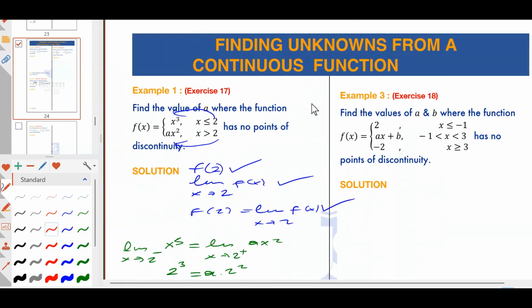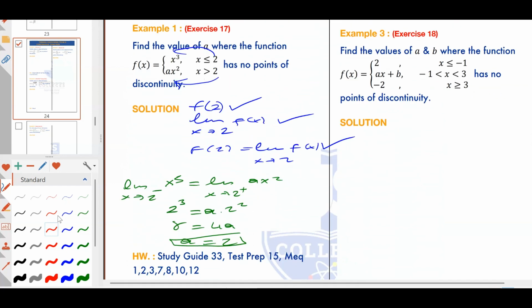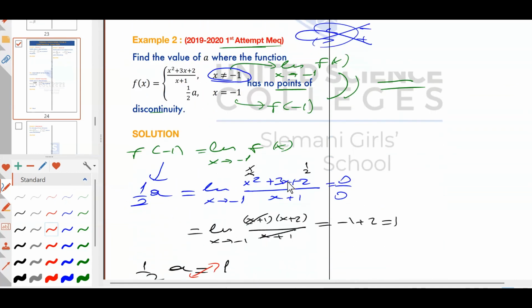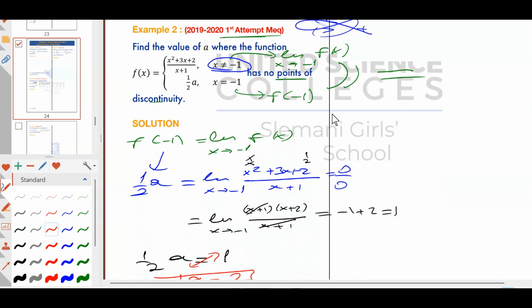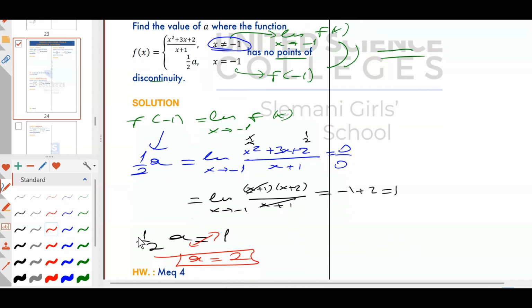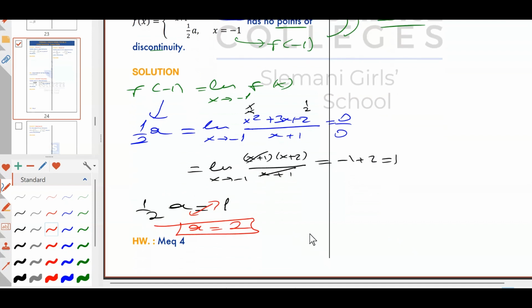So the first type was less than greater than condition. We knew that the limit exists, so we checked right and left sided limits and equalized them to find the unknown. The second type had an equal, not equal condition. In this case, the equal condition gives us the value of the function. The not equal condition gives us the value of the limit. We equalize the value of the function to the value of the limit. So we evaluate the limit by simplifying and rewriting. We got the value of the limit and set this equal to the value of the function and isolate the unknown. Alright.